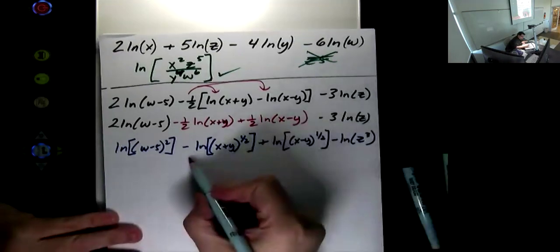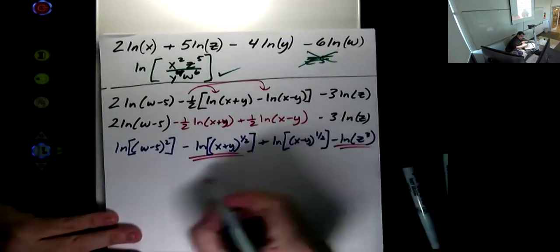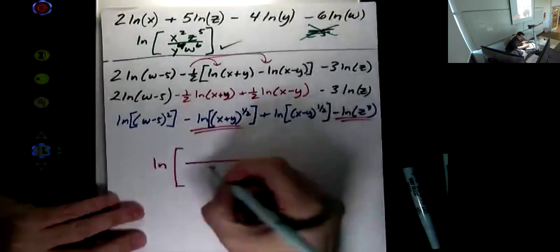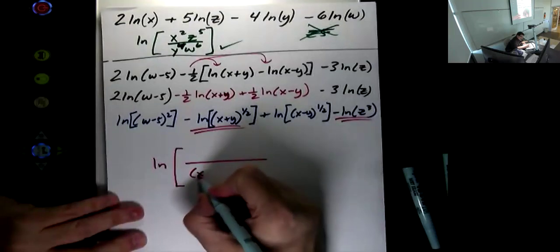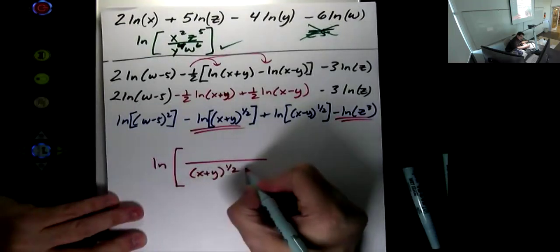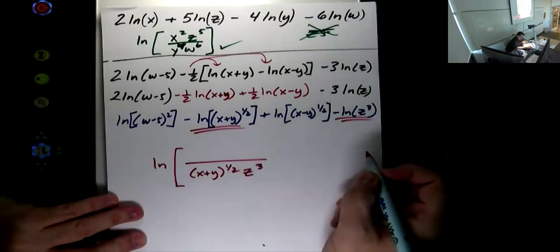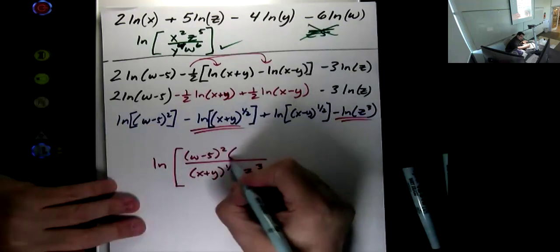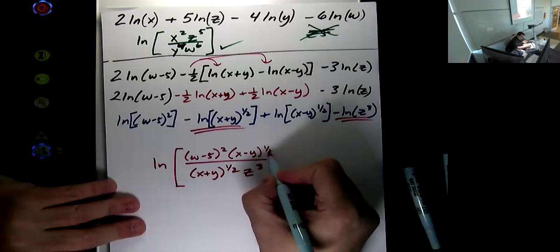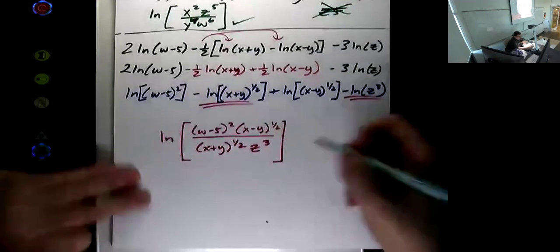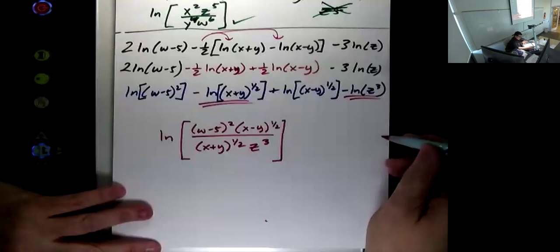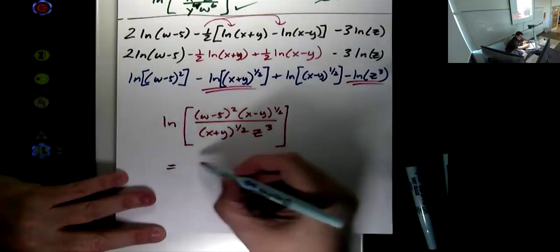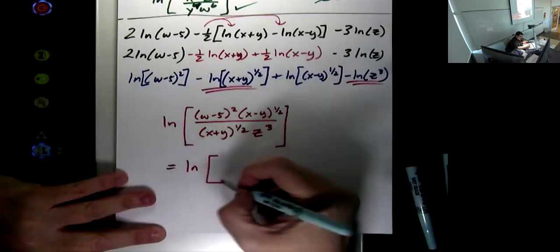Now, anything with a negative goes on the bottom, and anything that doesn't goes on top. And I probably wouldn't leave it like that. Fractional exponents are radicals, so I would probably write it as this.